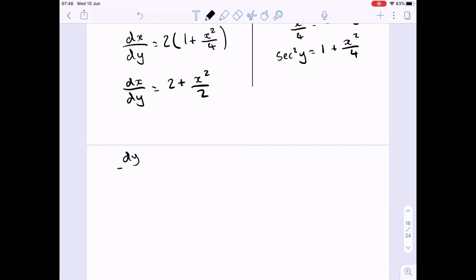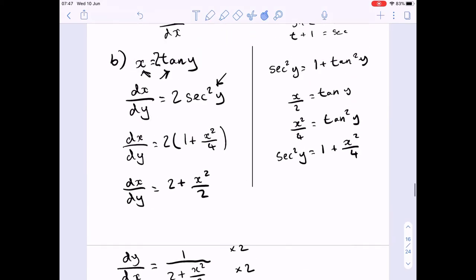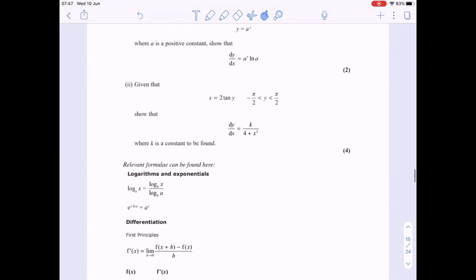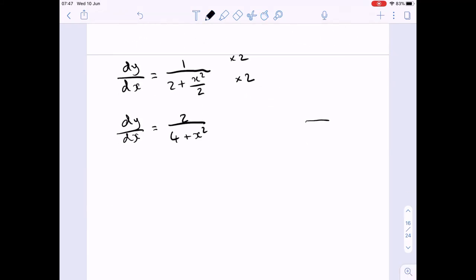Okay, now we're nearly there. Let's turn it into dy by dx. This is going to be 1 over 2 plus x squared over 2. Again, I've got a fraction on my denominator, so I'm just going to times top and bottom by that denominator to leave myself with 2 over 4 plus x squared. Let's just check that's in the form we needed. So yeah, k over 4 plus x squared, so k equals 2.